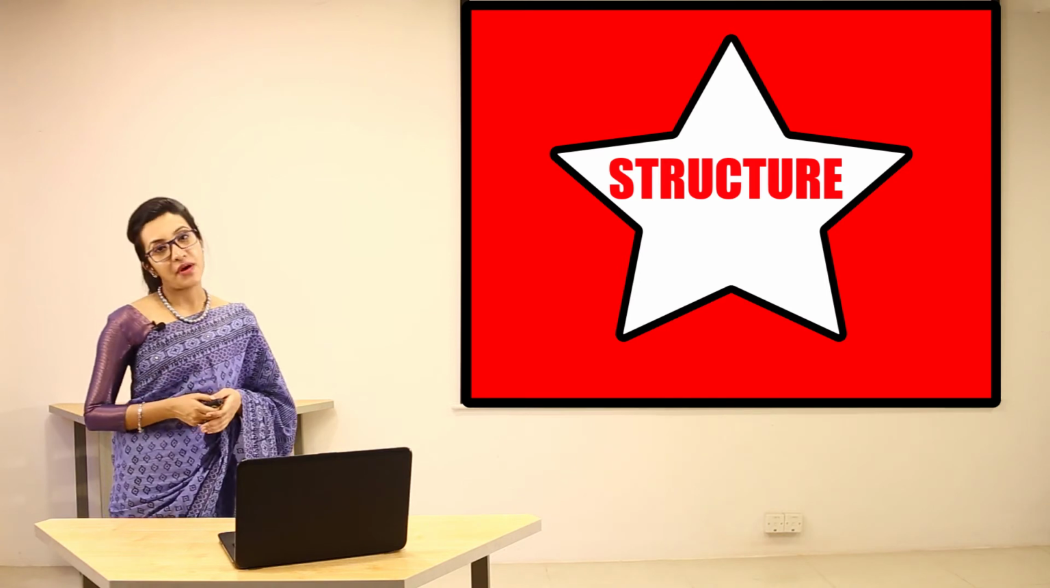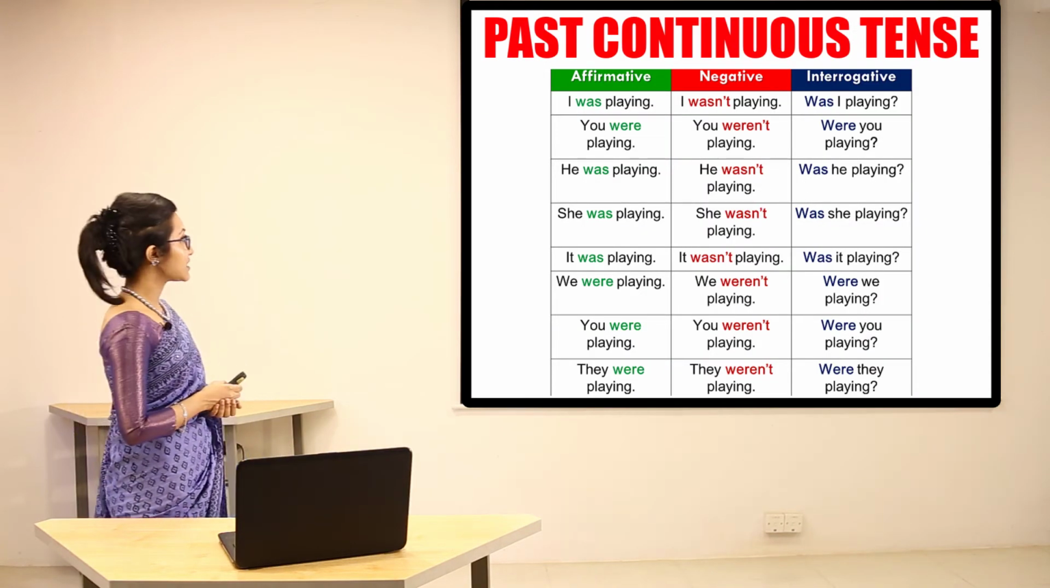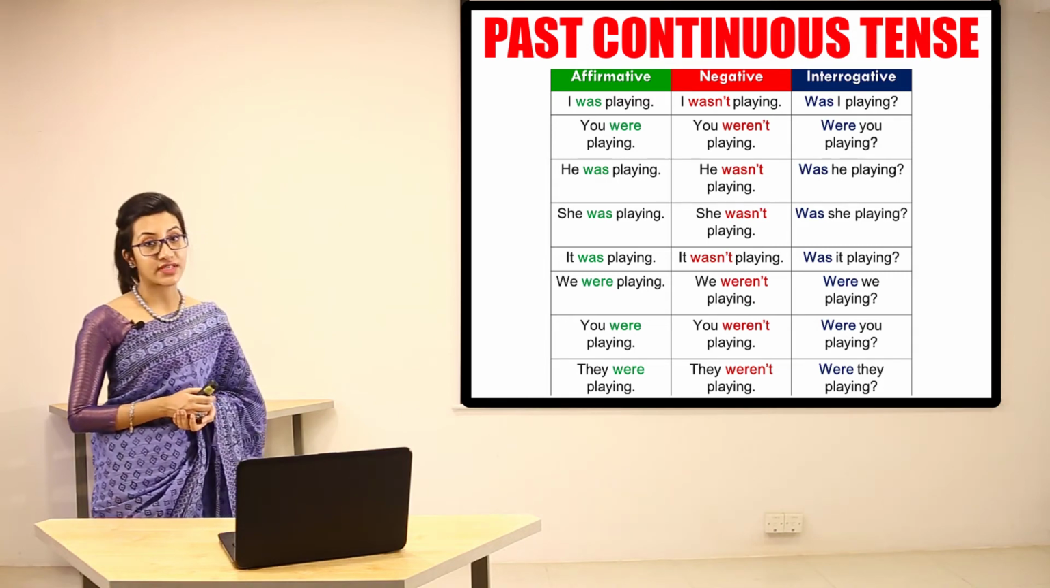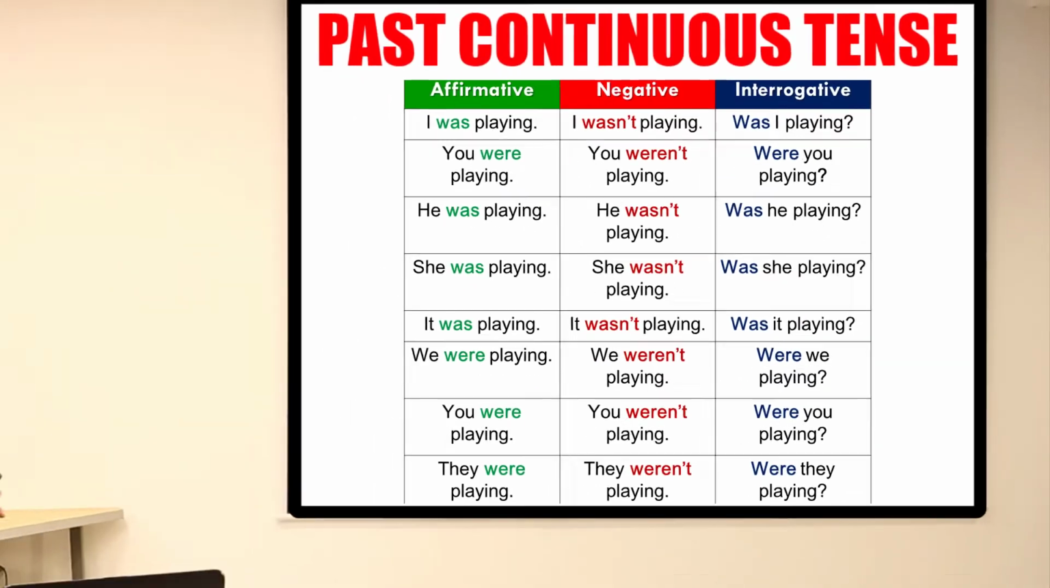Now the structure of past continuous tense. In these three columns, we can see that affirmative, negative and interrogative structures have been shown. In the first one, I was playing, we have used the subject I at first, then we have used the verb was, and then we have added ing with the verb play.